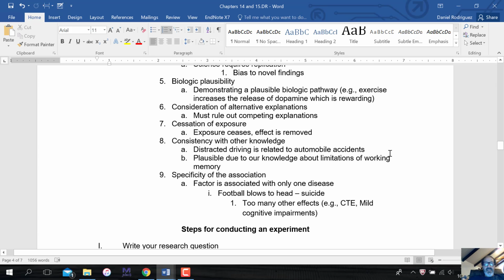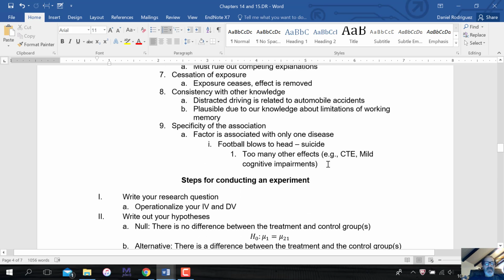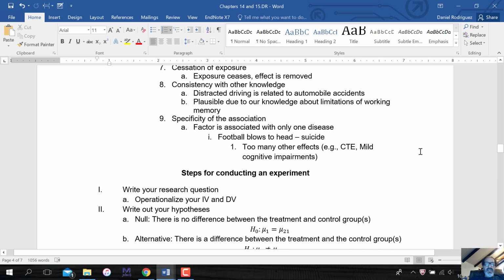Consistency with other knowledge. Yes, it should be consistent, so it shouldn't be out of the blue, and there's nothing else that would even be similar to it. An example is that distracted driving is related to automobile accidents. Well, that's plausible because we also know that there are limitations to working memory. That's the stuff that's in your mind at this very moment, nothing else. So if it's overloaded, it's really difficult to concentrate. Does that make sense?